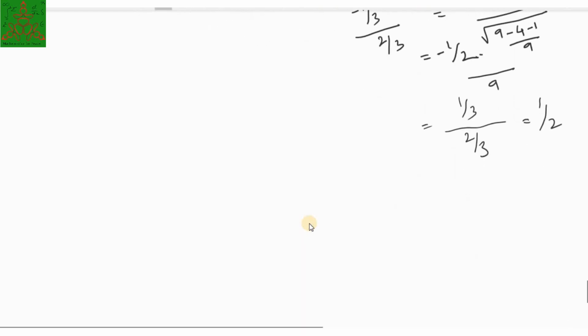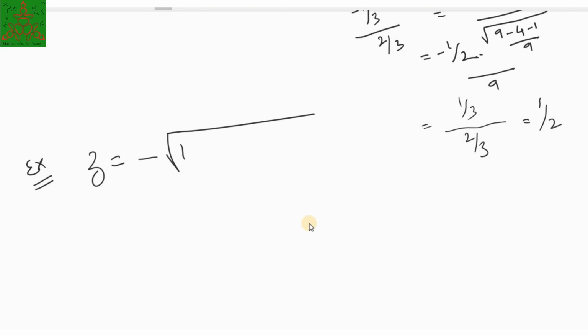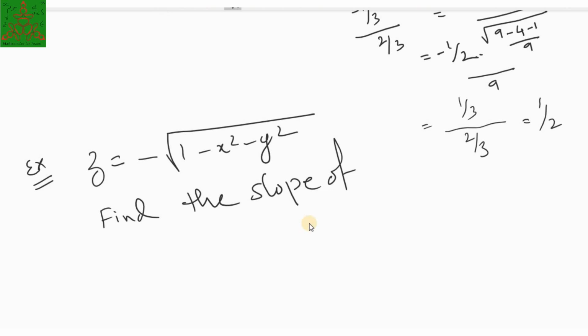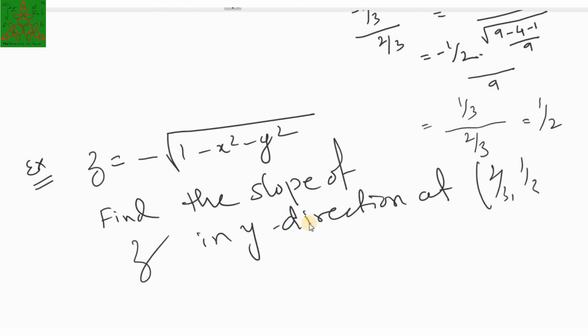Similarly, I am giving you as an exercise the other one to calculate. If you have z equal to -√(1 - x² - y²), find the slope of this z in the y direction at point (2/3, 1/3, -2/3). So you can calculate this. So I will stop here.